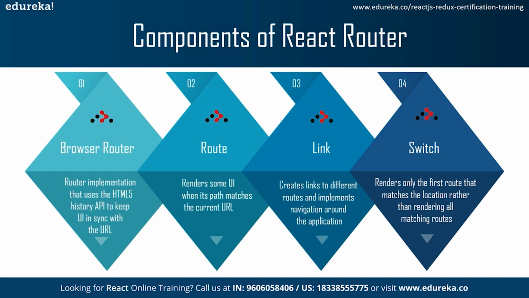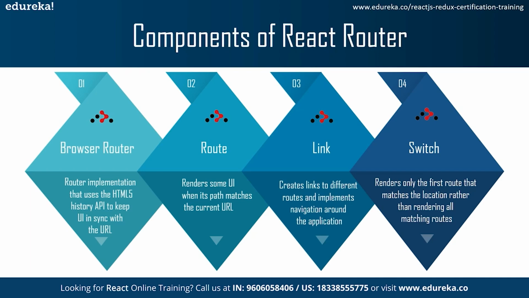Moving to route. Route is the conditionally shown component that renders some user interface when its path matches the current URL. Talking about the link, the link component is used to create links to different routes and implement navigation around the application, and it works like HTML's anchor tag. And talking about the switch.